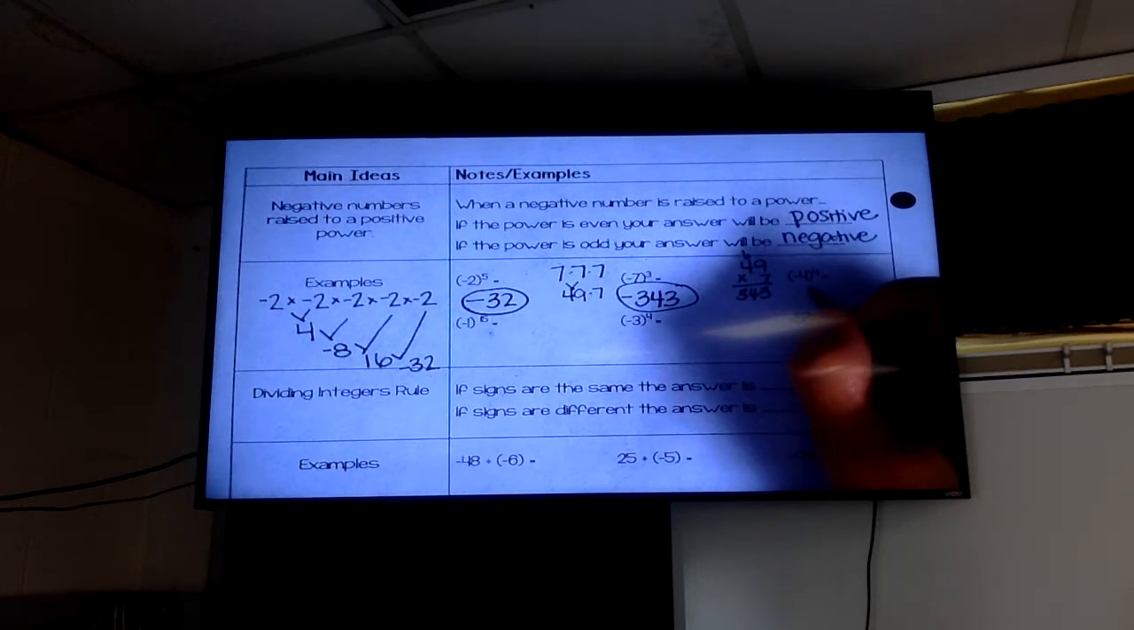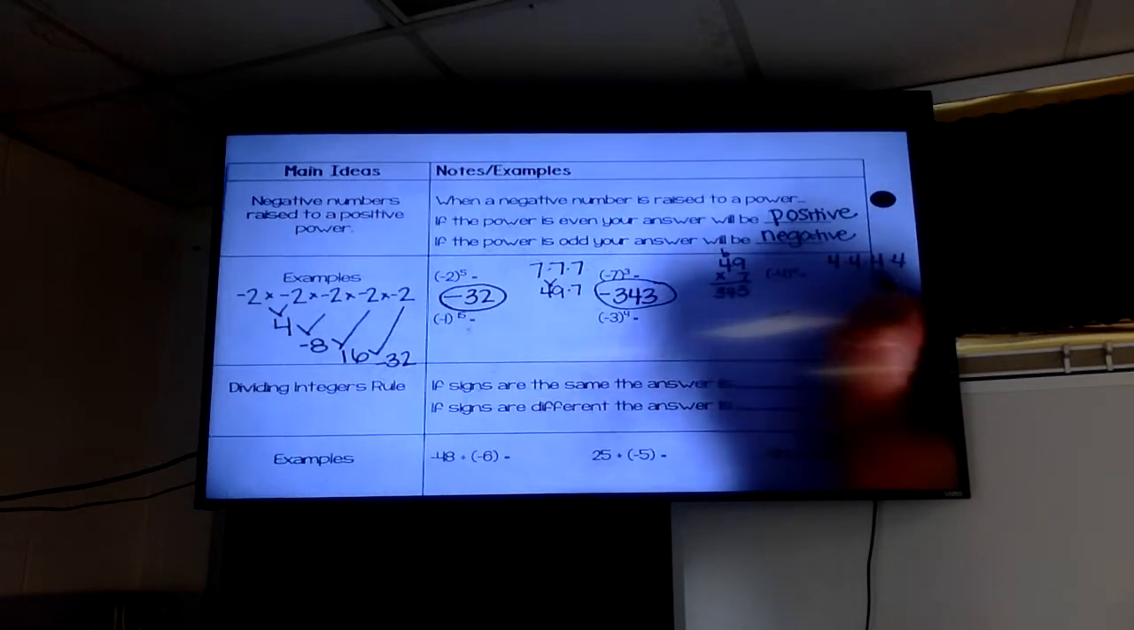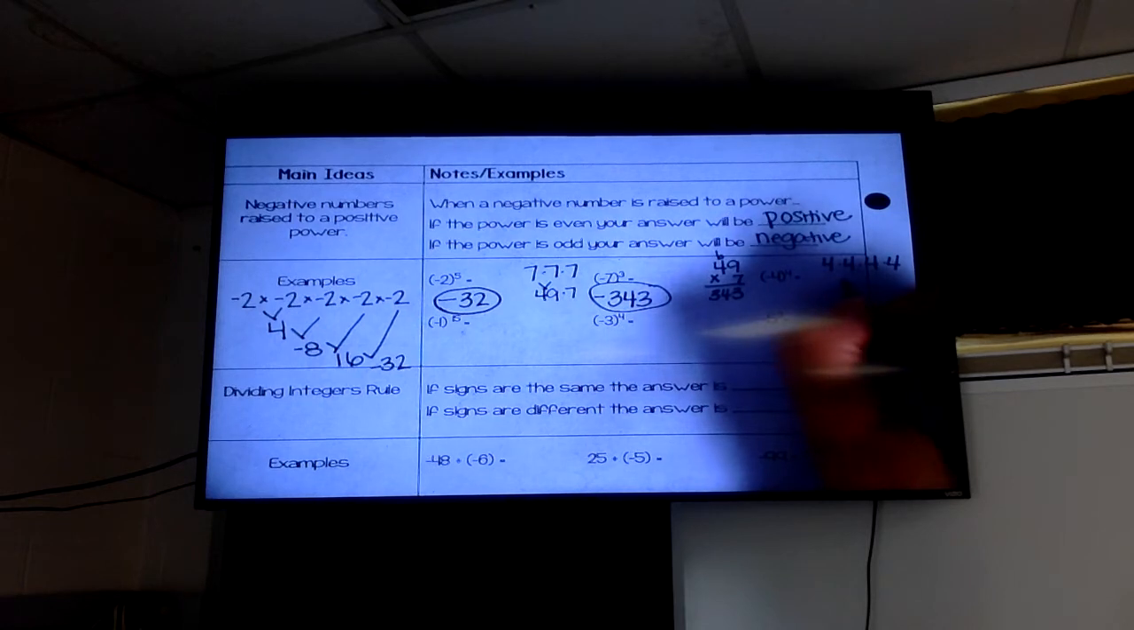Negative 4 to the fourth power. So I'm going to do 4 to the fourth power. I'm thinking 4 times 4 times 4 times 4. Okay, so I have 4 times 4 is 16.